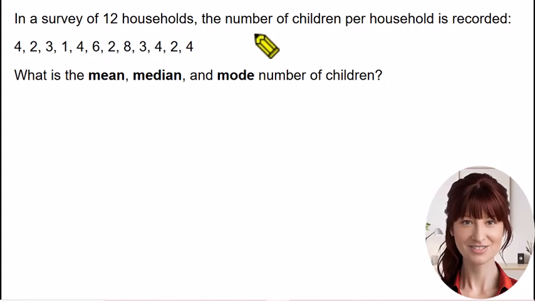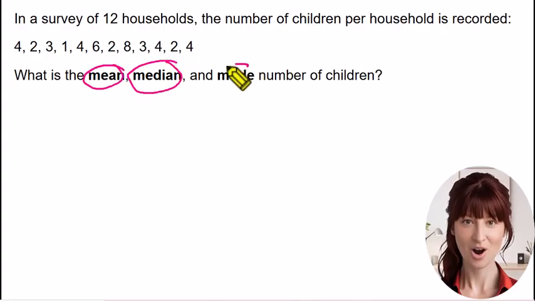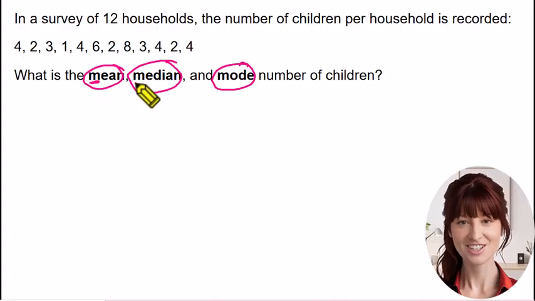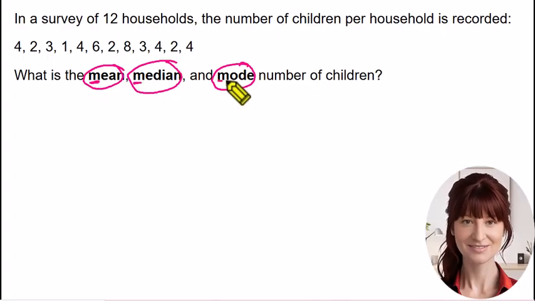In a survey of 12 households, the number of children per household is recorded below. What is the mean, median, and mode number of children? So these three words, all starting with the letter M, are known as measures of central tendency for a data set. So we are going to start by calculating the mean.